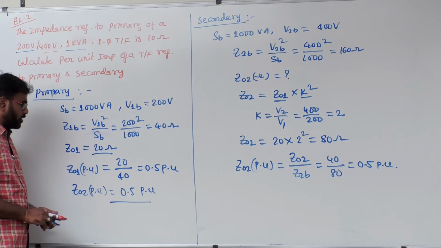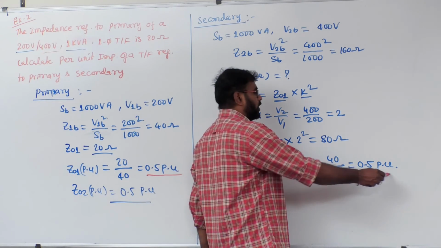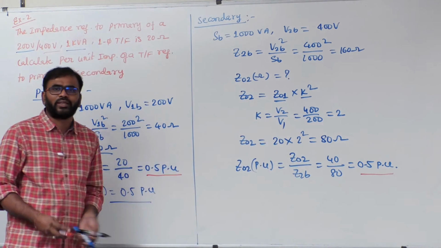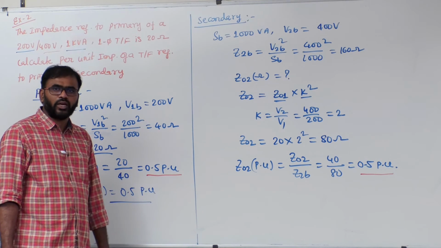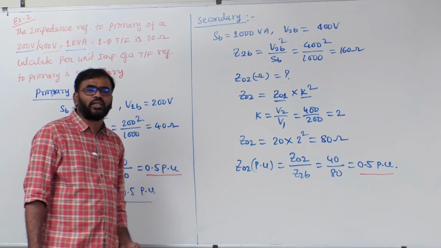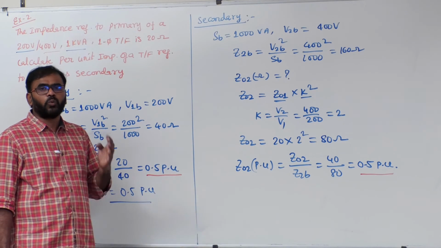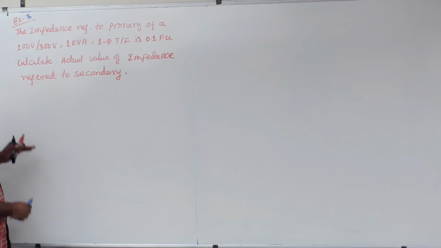So finally, the point is what? Z01 per unit 0.5, even Z02 per unit also 0.5. It's just a mathematical proof for what we defined already. Impedance referred to primary and impedance referred to secondary in per unit are always same. Now that is the beauty of per unit system. Now we will see this example.